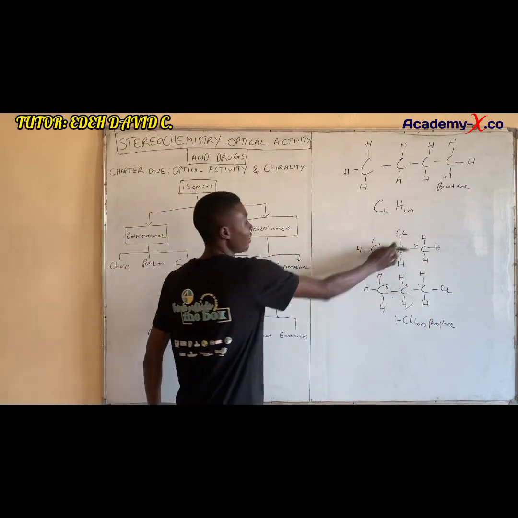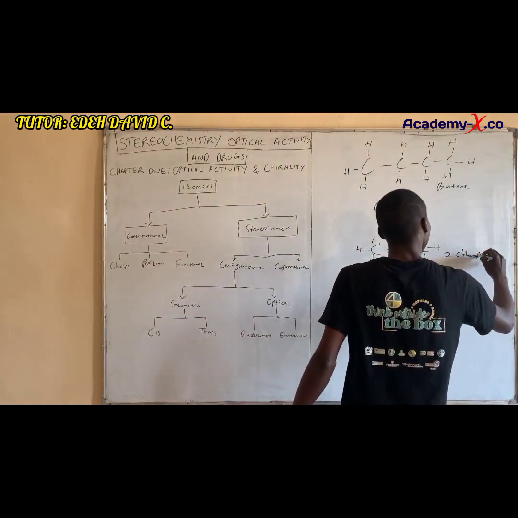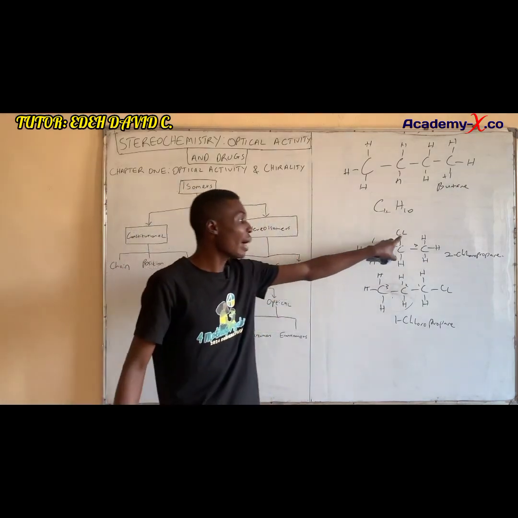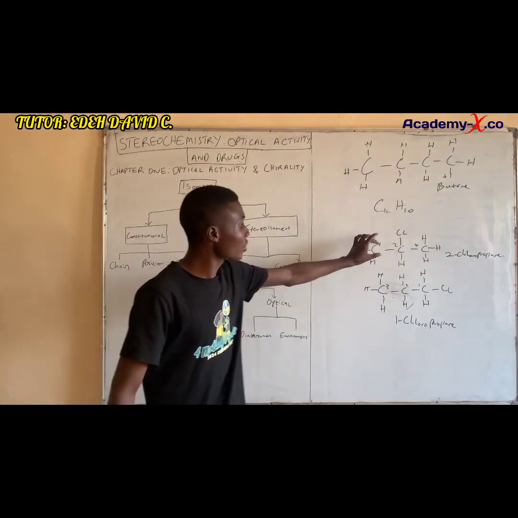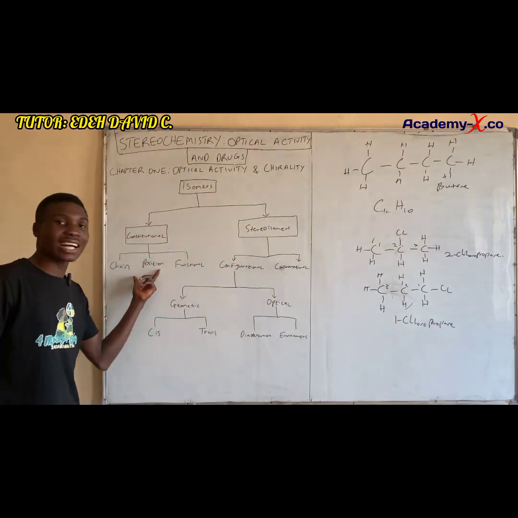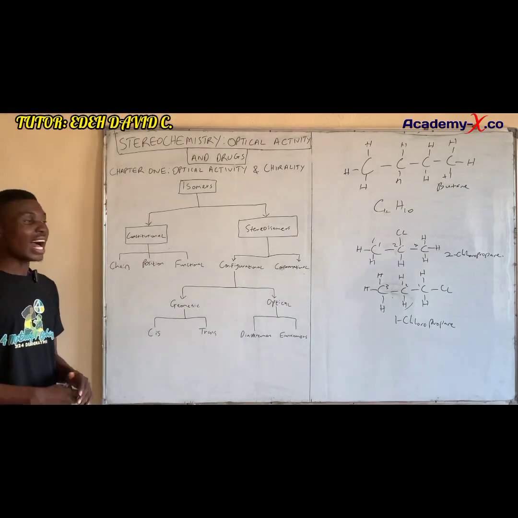For this one, if we're having our chlorine here, we are going to call this 2-chloropropane, because the chlorine is on carbon number 2. So 2-chloropropane and 1-chloropropane differ with regards to the position of the attachment. So that is going to be positional isomerism.